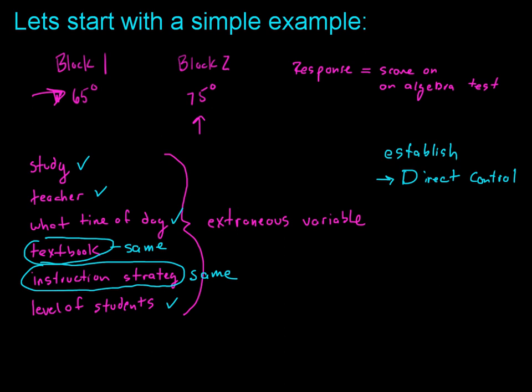So one step to establishing a good experiment is controlling what you can. So something as simple as making sure everybody uses the same textbook, everybody uses the same instructional strategy is a way to establish direct control. So that can get rid of some of those extraneous variables.